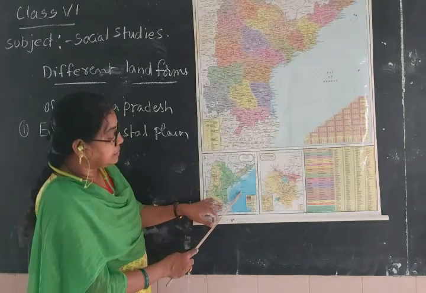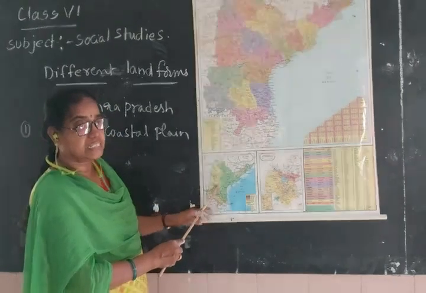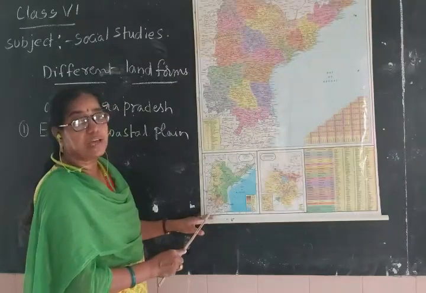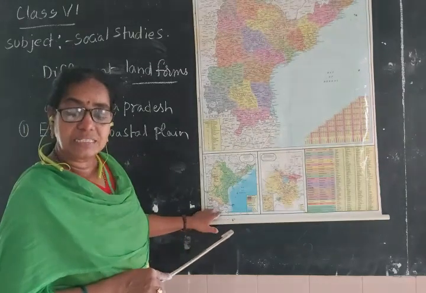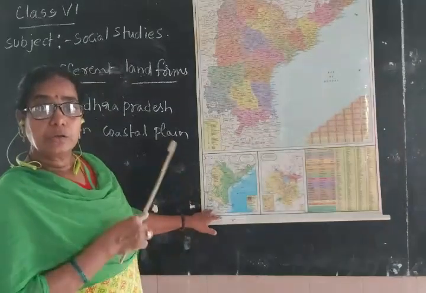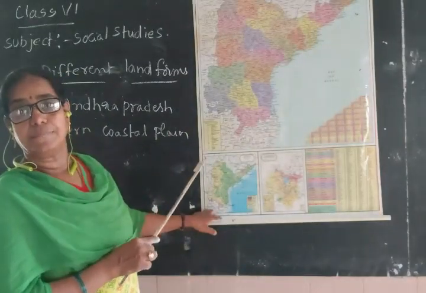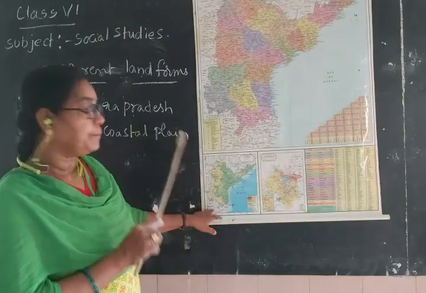Again I am telling, the Bay of Bengal is there. From the Bay of Bengal you move towards the west direction, that is the left direction. The first one is the Eastern Coastal Plain. Why is it called the Eastern Coastal Plain? Because it is located to the east of India. That's why it is called the Eastern Coastal Plain.